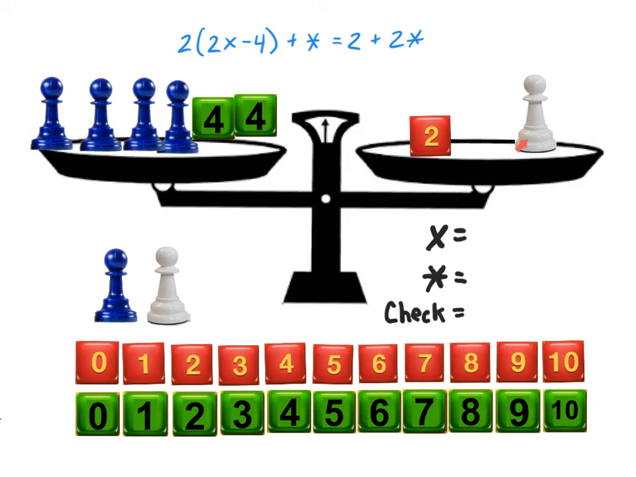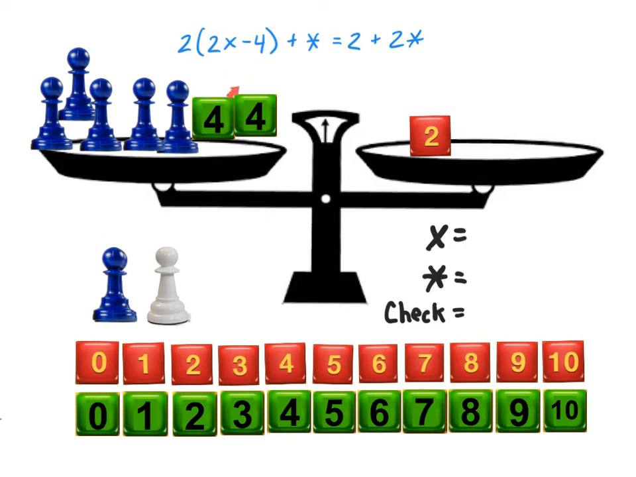So in order to remove this star, I'm going to create a 0 pair over here by adding an x to both sides. Now that I have this 0 pair on the right-hand side, I can remove the 0 pair that's worth nothing. And now I want to get rid of the numbers that are on the left-hand side so that I have my variables on the left and my numbers on the right.